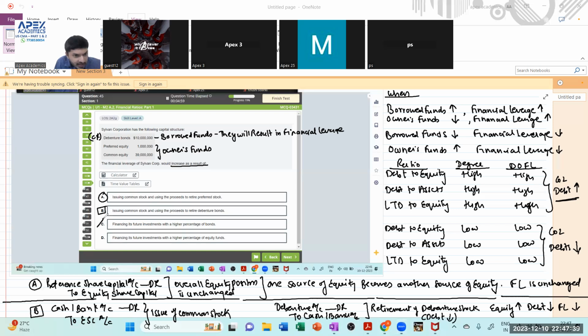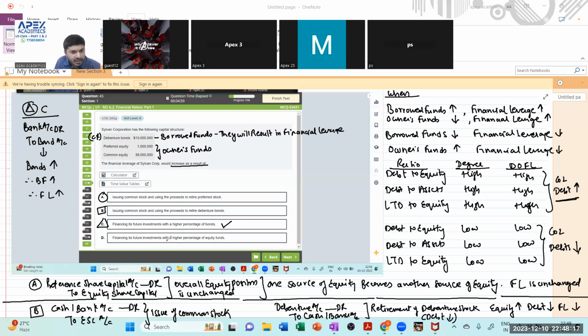Now I'm doing a triangle for entry number C, financing its future investments with a high percentage of bonds. You are issuing bonds for money. Debit what comes in? Bank account debit to bond account. What happened over here? The bonds went up. Therefore, your borrowed funds went up. Therefore, your financial leverage went up. This is your answer.